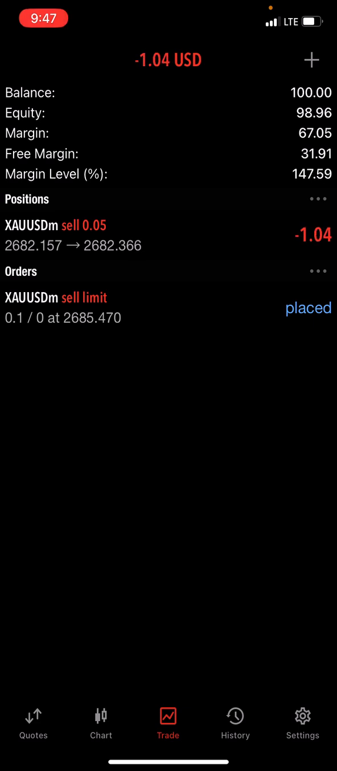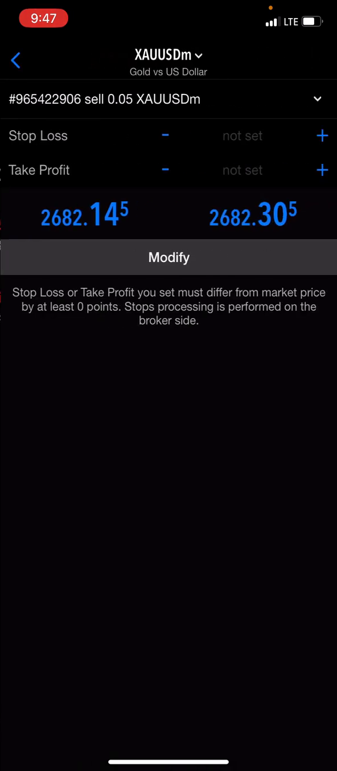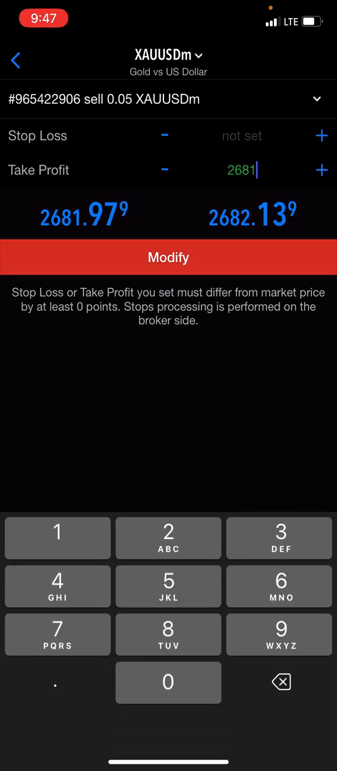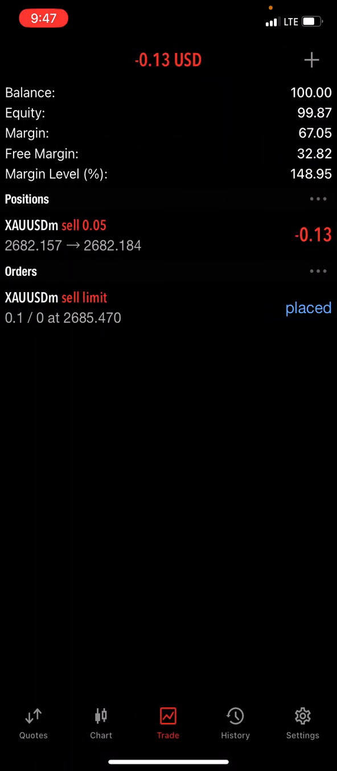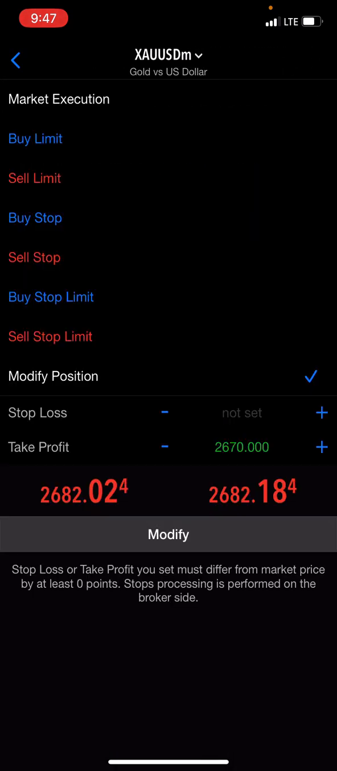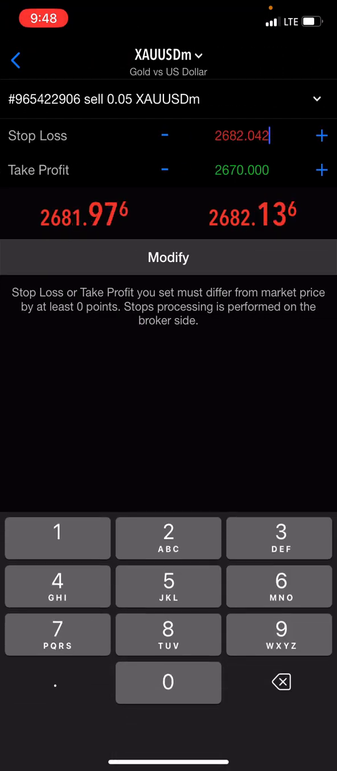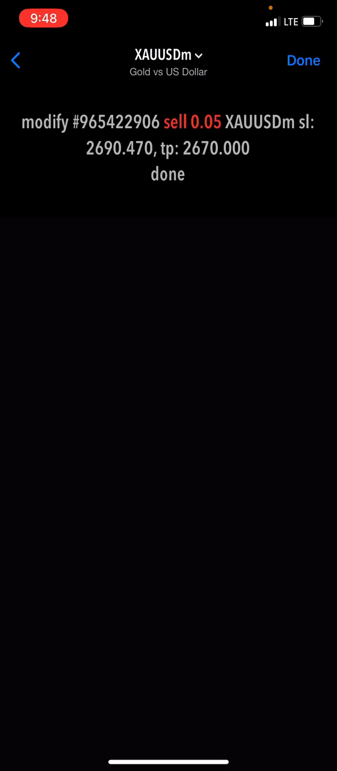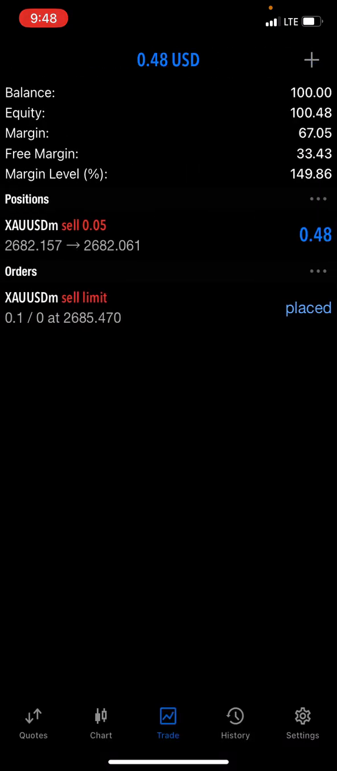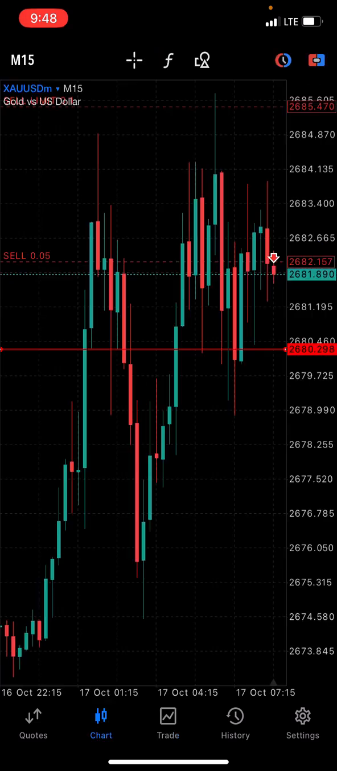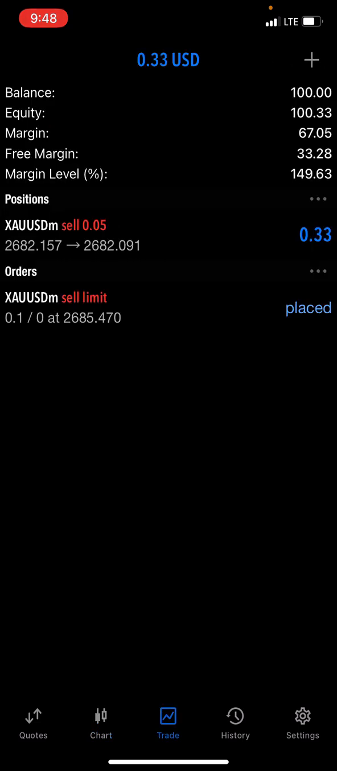You can just go back there, click on it, and click on modify position. Then you're able to set your stop loss and your take profit. Let me say my take profit for this, I want it to be 2670, and the stop loss will still be the same stop loss that I used, which will be 2690.47. I'll click on modify, and all that will be in place for me. So that's basically how to place your trade on MetaTrader 5. It's as simple as that.